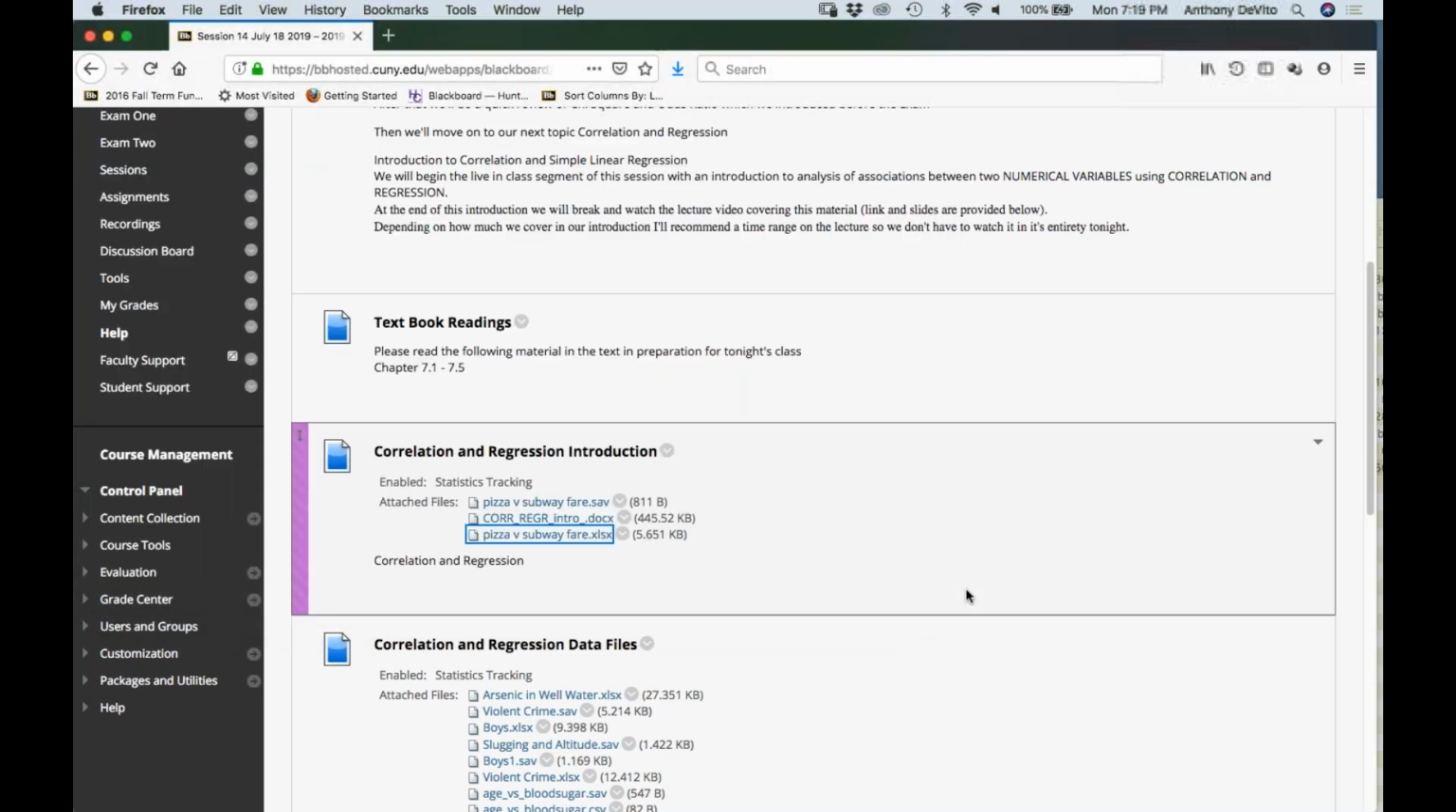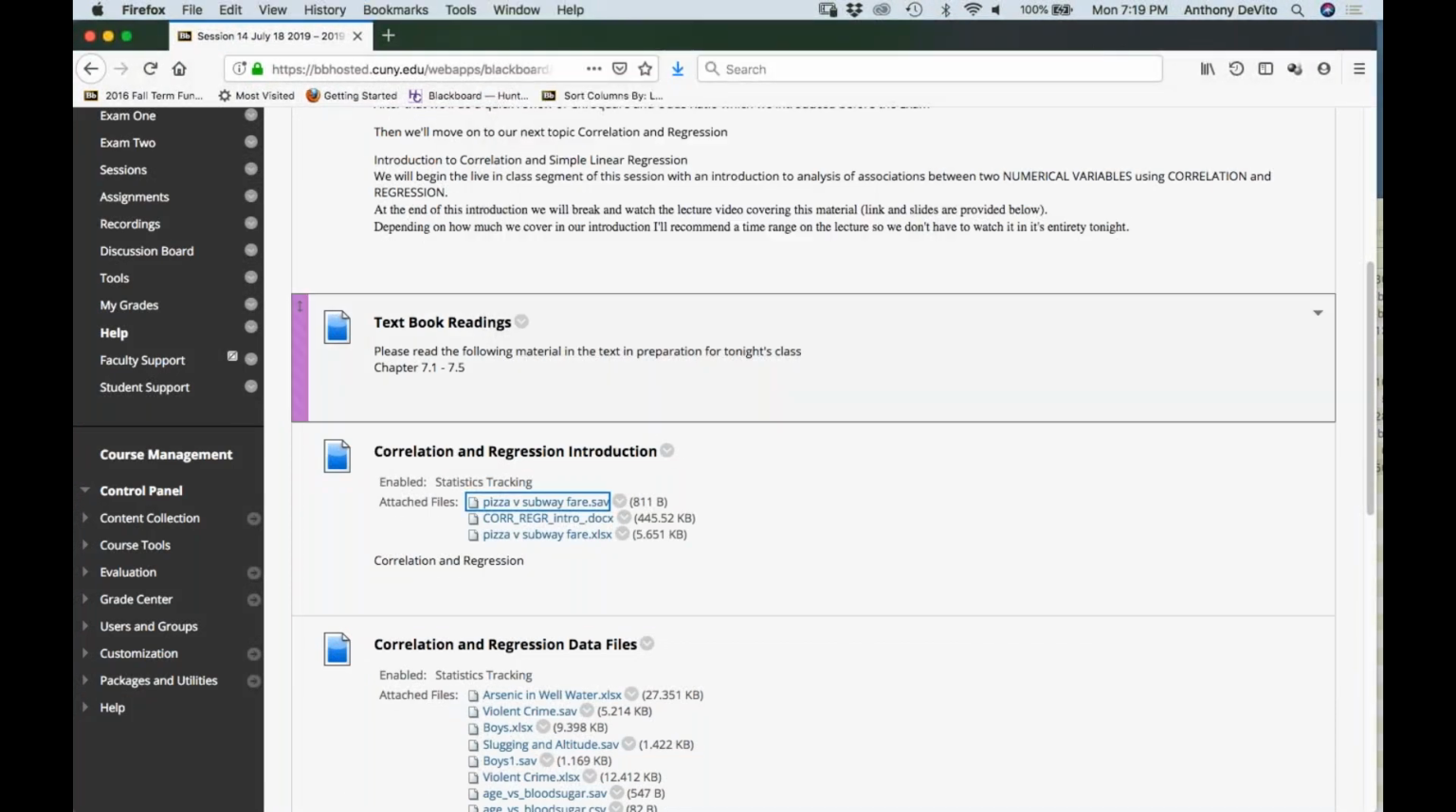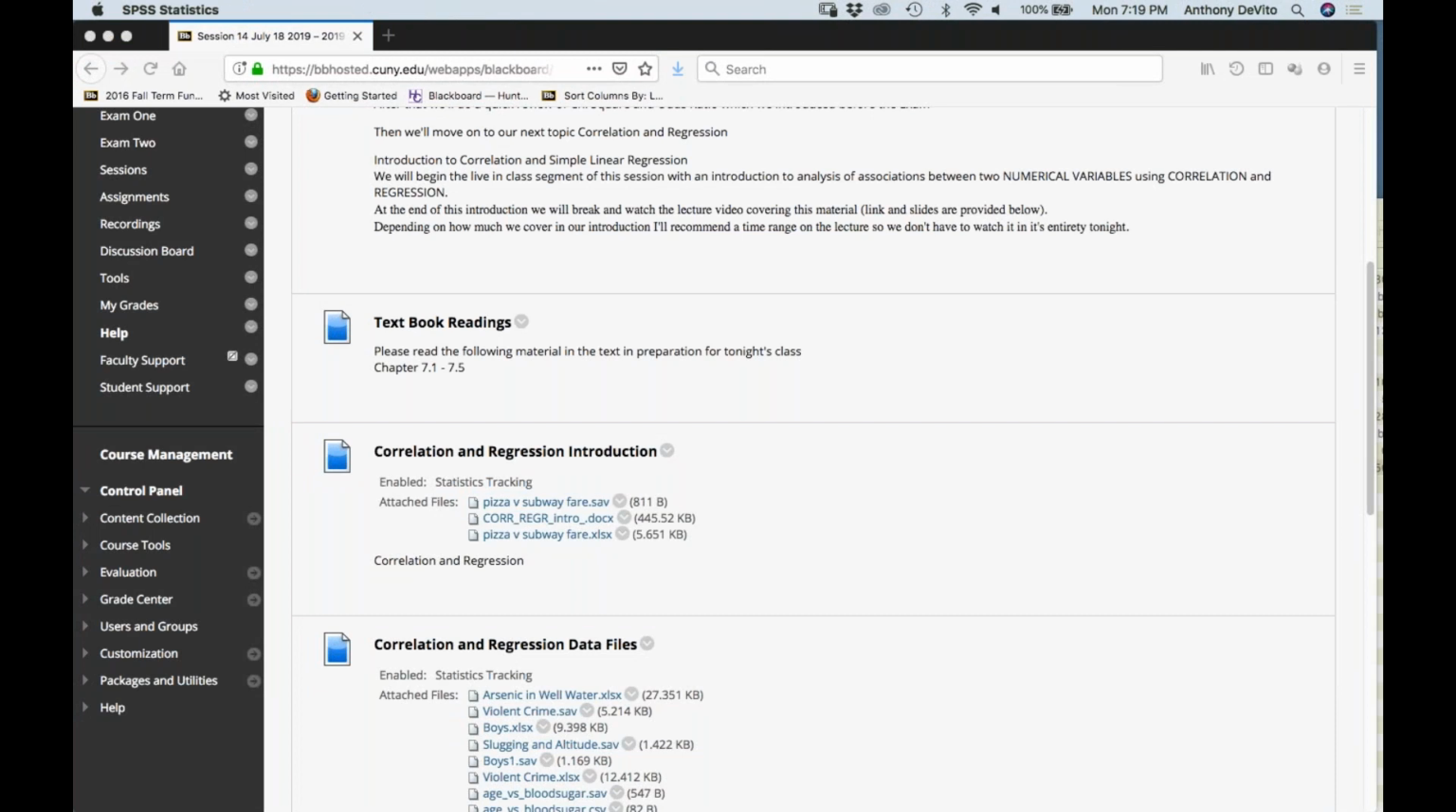What I'm going to do is open this up in SPSS. I have the same data set. I'm going to open it up in SPSS so I can examine them.